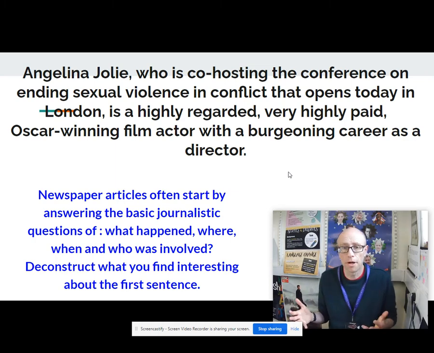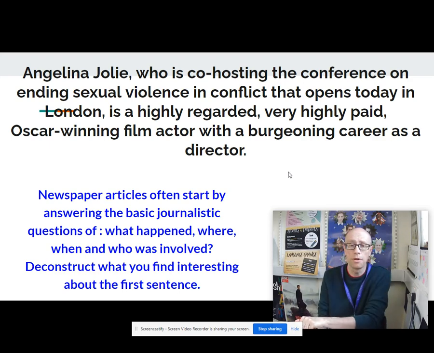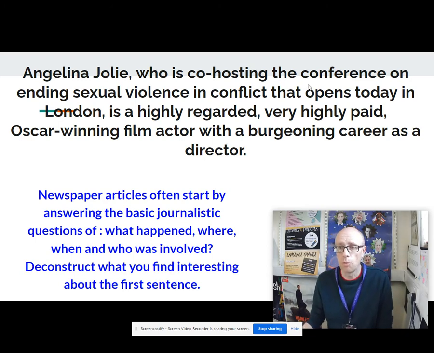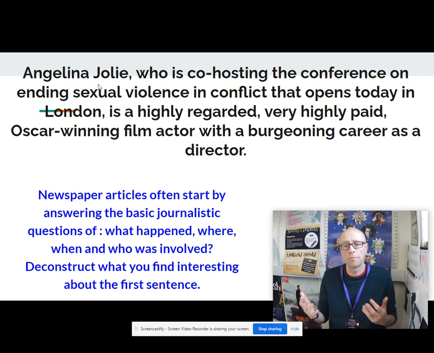Now, newspaper articles often start by answering basic journalistic questions of what's happened, where, when, to whom. And as you can see, this is what's going on here, because you've got this subordinate clause, which is answering these questions. What's happening? There is a conference going on. Where's it happening? It's happening in London. When is it happening? It's happening today. And who's it involving? Well, it's certainly involving Angelina Jolie, and we already know that it's involving these representatives of 140 different countries. So it's ticking the boxes in terms of a piece of journalism.